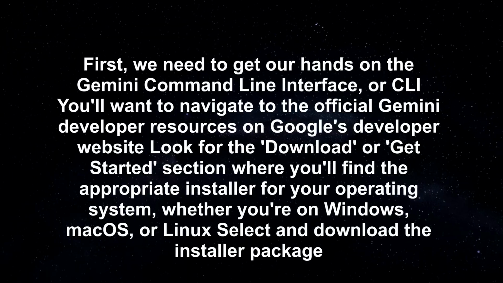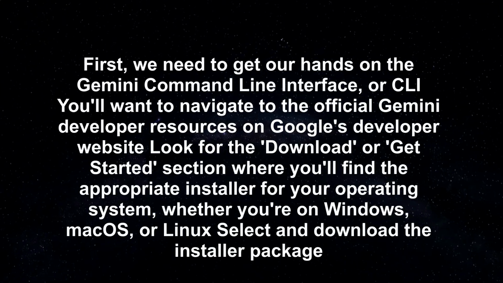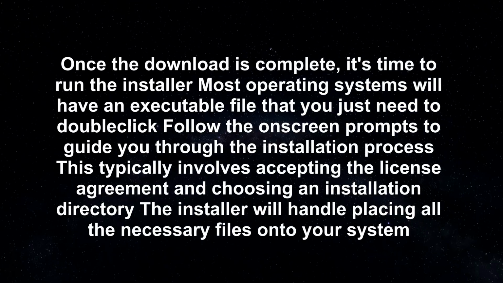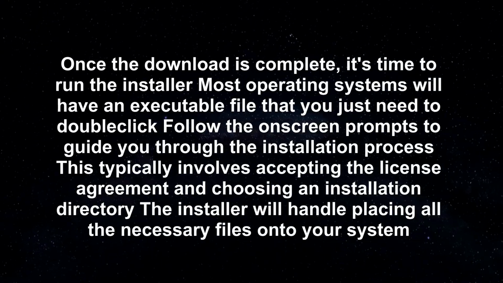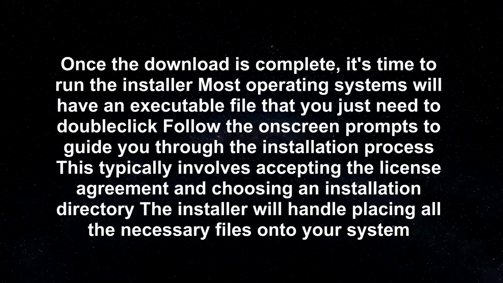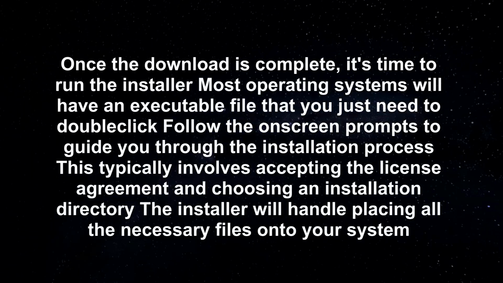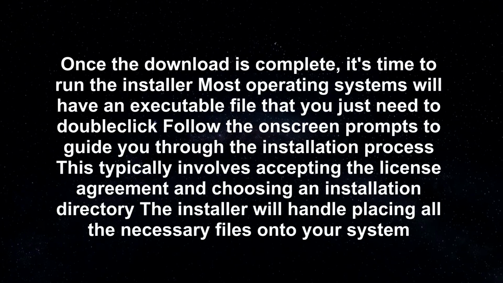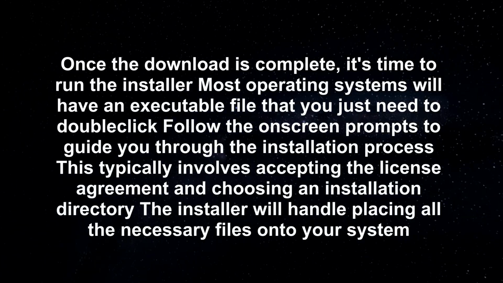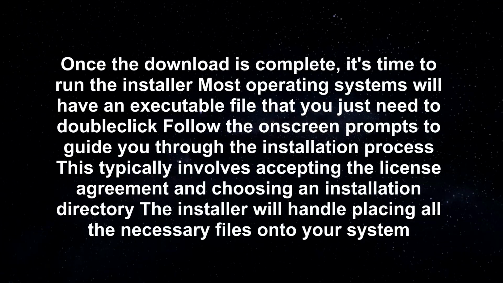Whether you're on Windows, Mac OS, or Linux, select and download the installer package. Once the download is complete, it's time to run the installer. Most operating systems will have an executable file that you just need to double-click. Follow the on-screen prompts to guide you through the installation process. This typically involves accepting the license agreement and choosing an installation directory. The installer will handle placing all the necessary files onto your system.